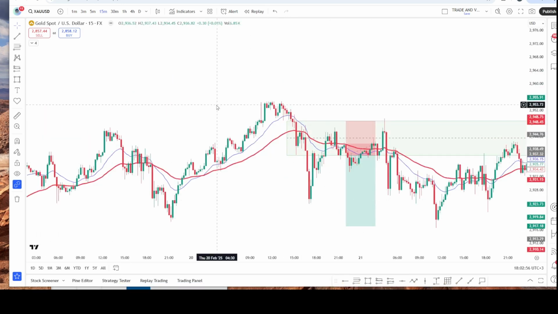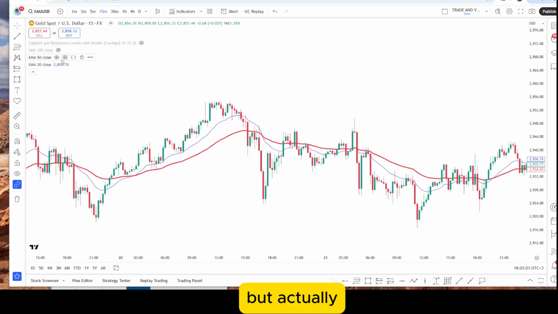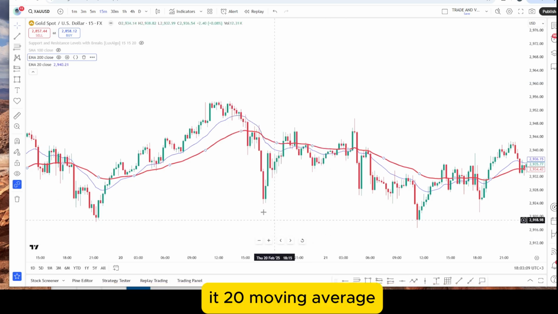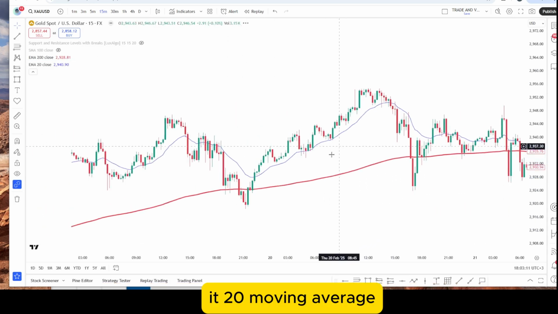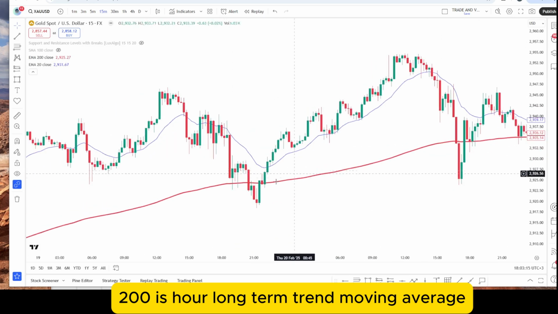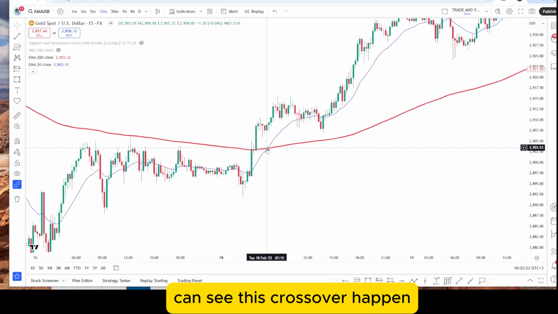Now we can check with this one. Now we use 50 and 20. But actually now we can use the 200, that is the popular one. 200 with 20. Moving average 200 is our long-term trend moving average and the short-term is 20. You can see this crossover happened.